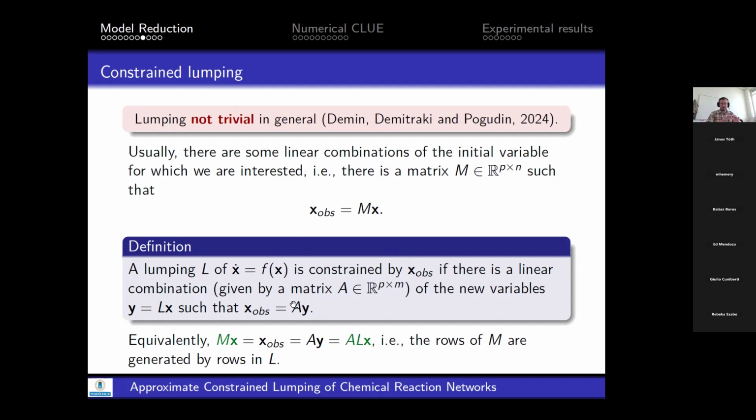And if we write everything down just with matrices, we realize that this means that the observables, which is this m times x, is equal to the matrix L times x. So essentially what we are saying is that the observables are in the space generated by the rows of this matrix L. This is a very nice and algebraic way of phrasing that the lumping is constrained by some observables.